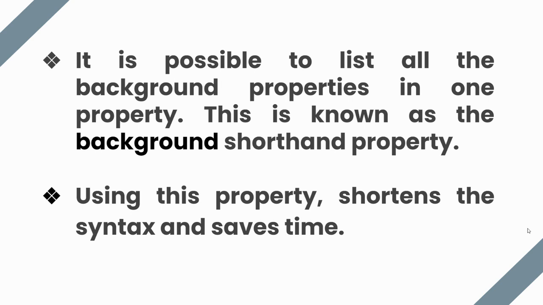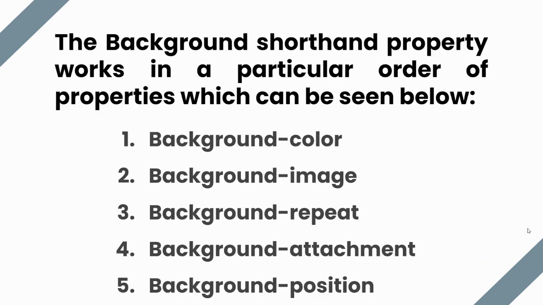But this particular property has the way it is structured, which makes it quite different from the rest of them. So we'll be seeing that also. So the shorthand property works in a particular order of properties, which can be seen below. Like I said before, the background shorthand property has a particular structure it works with, and this structure has a particular order it follows. So the order of this structure cannot be scattered. It has to follow the same order.